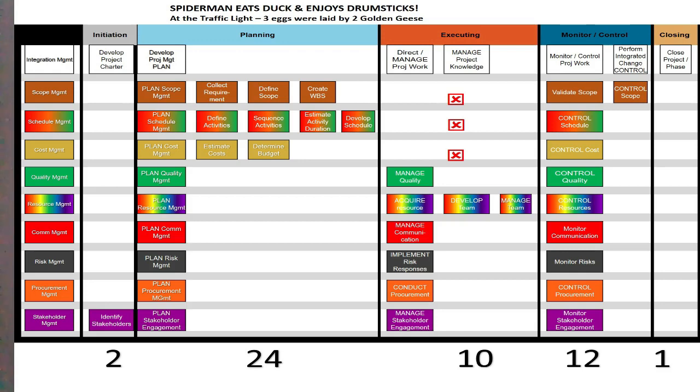And then the next one, it says "by 2 golden geese." So gold is referring to cost management, and the balance of cost management that you have to fill up is estimate costs and determine budget.